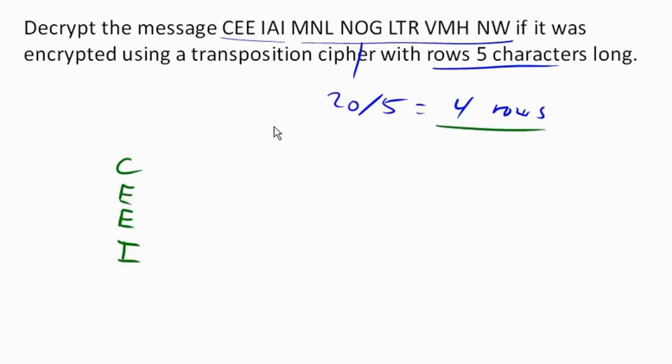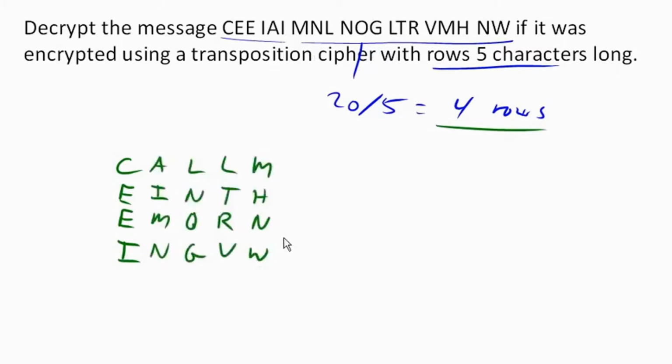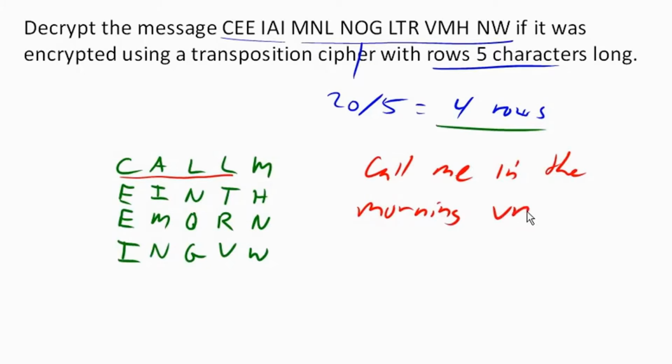And there we go. Now that we have it written out in columns, we can decrypt the message by reading across the rows. So it looks like we've got: call me in the morning. And it looks like we got a couple extra letters here, VW, which are probably those padding characters used to fill out the table. So our encrypted message was: call me in the morning.